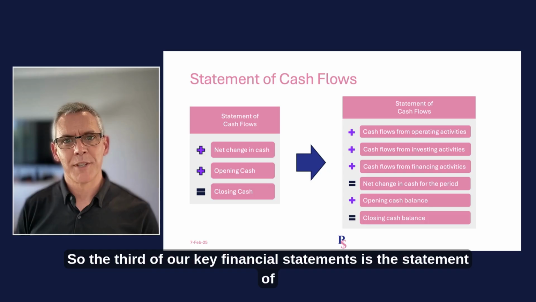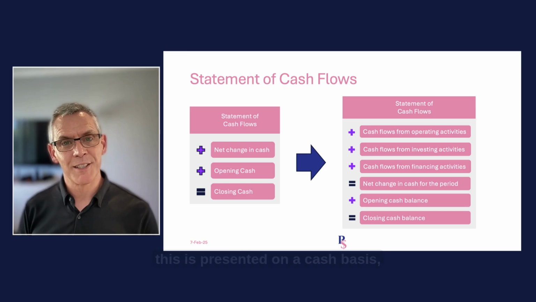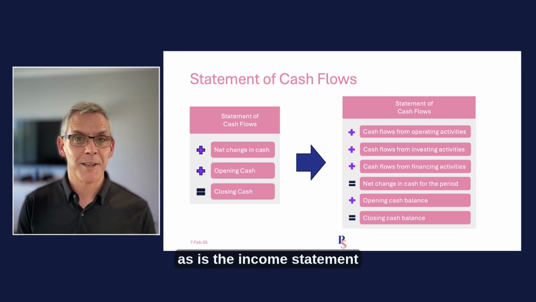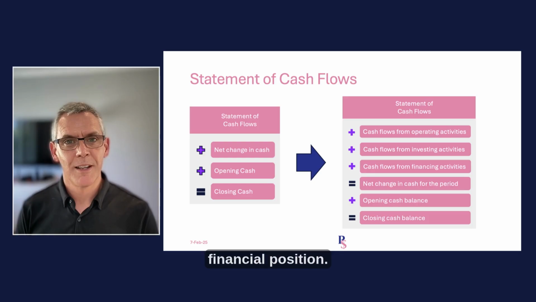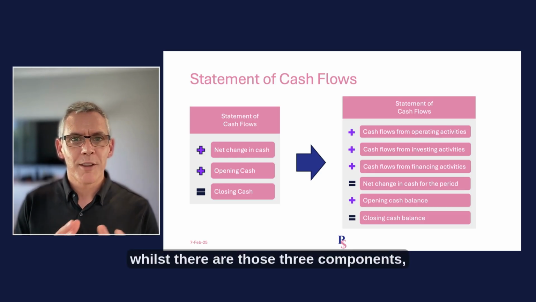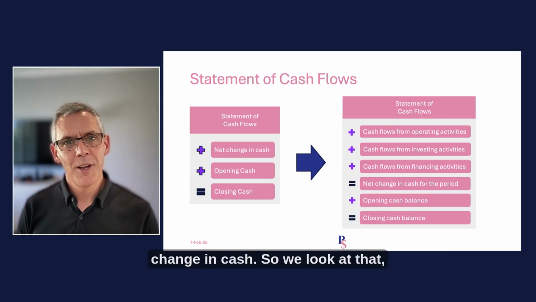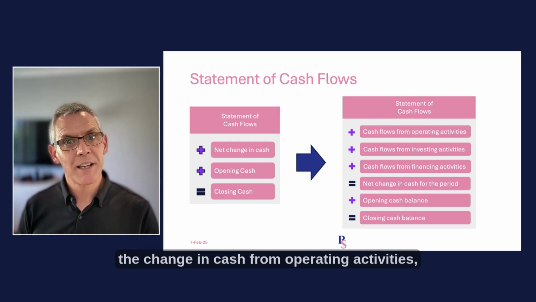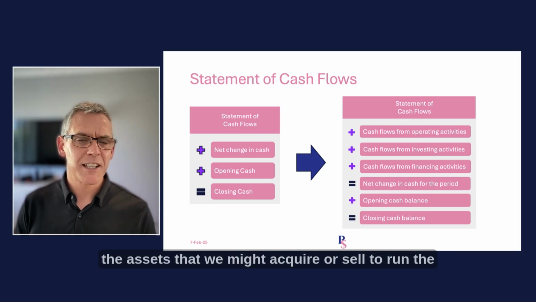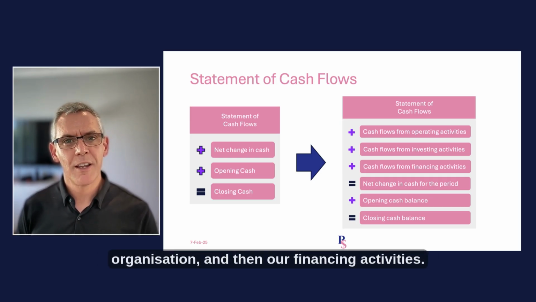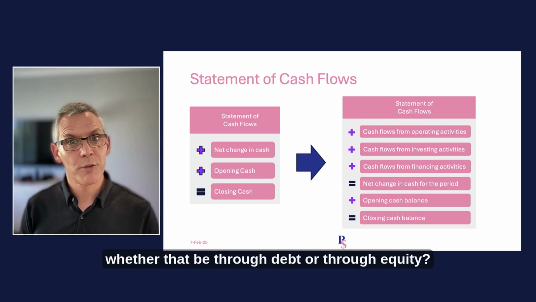So the third of our key financial statements is the statement of cash flows. And as the title suggests, this is presented on a cash basis, not on an accrual accounting basis, as is the income statement or the profit and loss and the balance sheet or statement of financial position. And looking at those cash flows, whilst there are those three components, we want to understand a little bit more about that net change in cash. So we look at the change in cash from operating activities, which is our day-to-day activities for the organization, our investing activities, the assets that we might acquire or sell to run the organization, and then our financing activities. So how do we finance our organization, whether that be through debt or through equity?